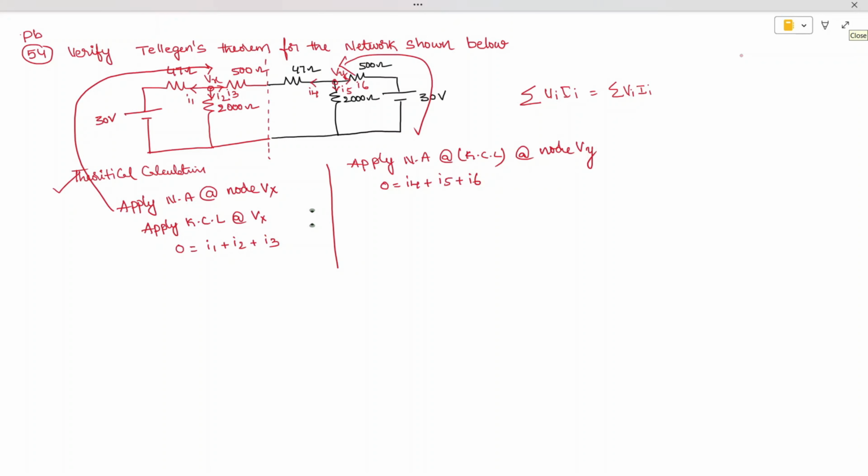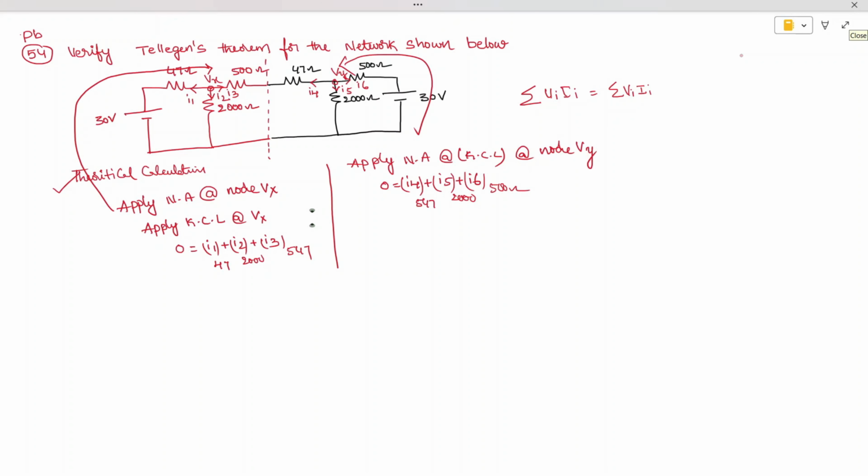Now let's write this down. You have to understand further: I1 is the current across the 47 ohm, I2 is the current across the 2000 ohm resistive branch, and I3 is the current across 547. I4 is the same current as in 547, I5 is the current across this 2000 ohm, and I6 is the current across 500 ohm. Here you can see this is one T network and this is another T network. Indirectly this is a cascade of two T networks.